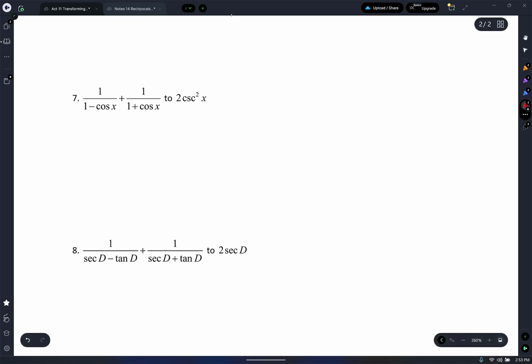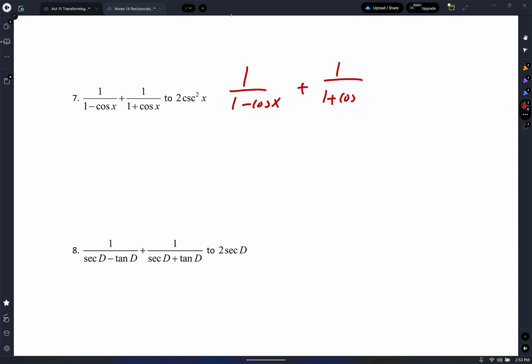They're trying to prove 1 over 1 minus cosine x plus 1 over 1 plus cosine x, and they're trying to prove that that equals 2 cosecant squared x. That's what you're trying to prove. Here's what you're going to do. I'm going to get a common denominator. So this one on the left, I'm going to multiply by 1 plus cosine x over 1 plus cosine x. This one on the right, I'm going to multiply by 1 minus cosine x over 1 minus cosine x.